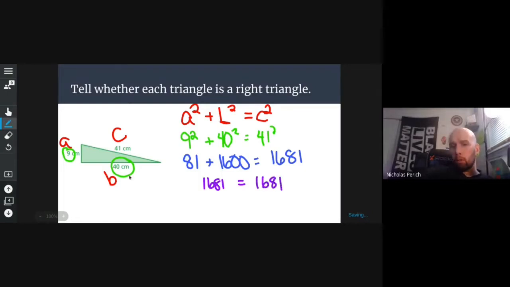So did a squared plus b squared equal c squared? Yes. Then is this a right triangle? Yes, this is a right triangle. That's it. You're just testing the Pythagorean theorem by plugging it all in. The old Glade special. Plug it in, plug it in.